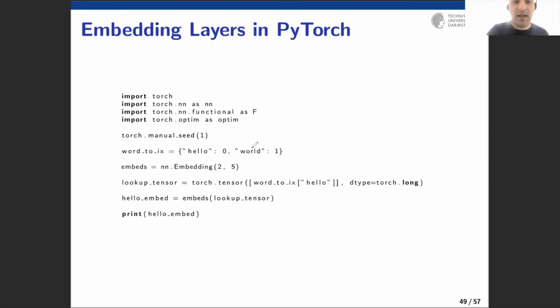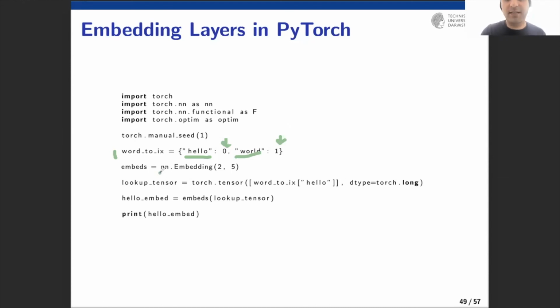Okay, and then we define a dictionary that maps each word in the vocabulary to some word ID. So, for example, hello is word ID 0 and world is word ID 1. So this is the hello world example. We assign each word in the vocabulary to an index. Right? Then we define an embedding layer.